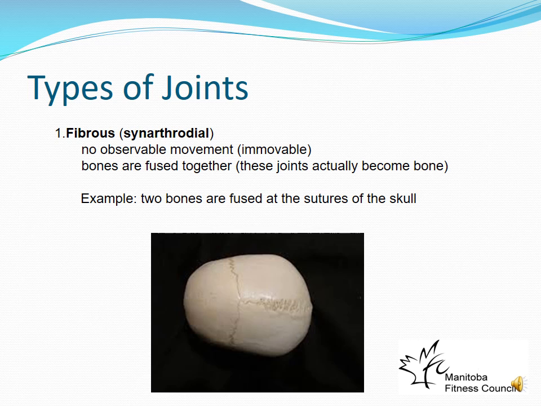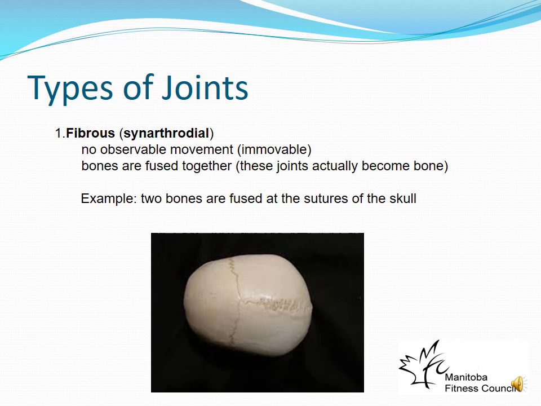Okay, so the first joint is a fibrous joint. Fibrous. There is no observable movement. It appears to not move at all. And this is because the bones over time have fused together. So the joint becomes bone. It does not move. So the example of a fibrous joint are the sutures in the skull.